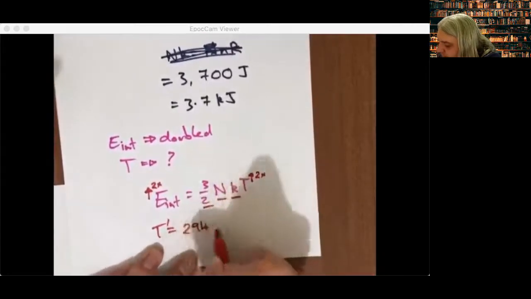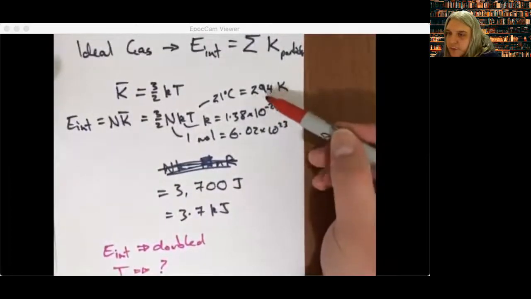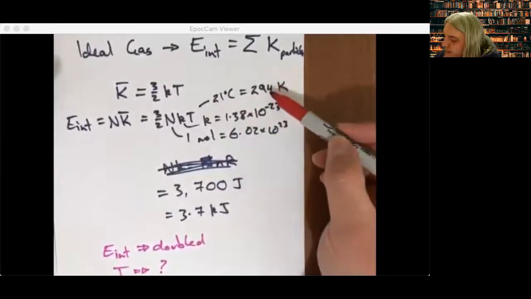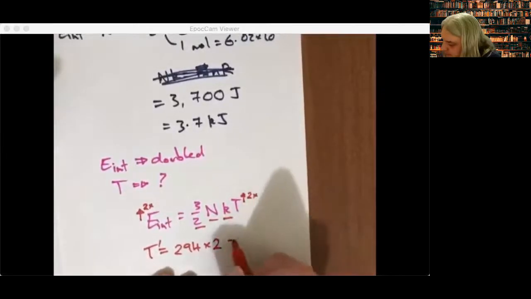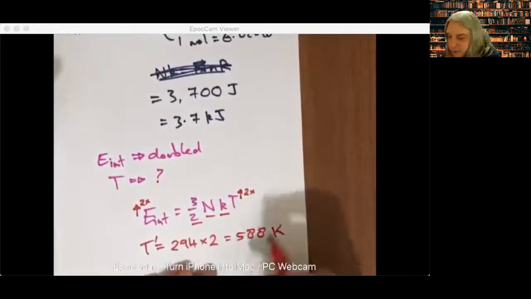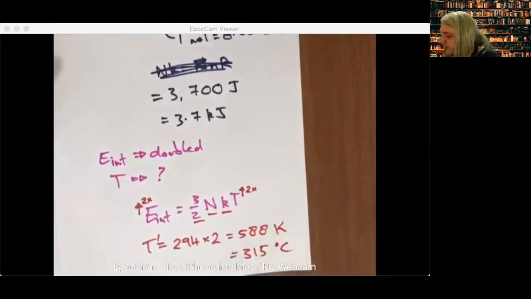Because remember, we've got to stick with Kelvins. All right, we've got to stick with Kelvin for our temperature since we're talking about actual temperatures, not differences. 294 Kelvin becomes doubled, which becomes 588 Kelvin. Or if you want to switch back into degrees C, take off 273 again, we end up with 315 degrees C. So 315 degrees Celsius would be double the internal energy of 21 degrees Celsius.